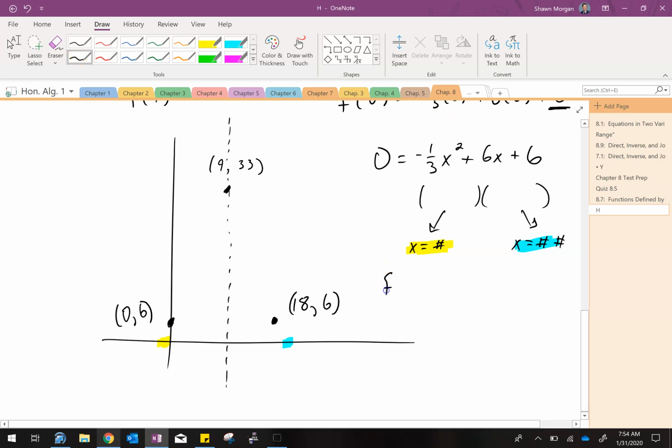Okay, so what would f of 3 yield me, right? Since the problem asked for 5 points, I think. F of 3 would be, let's see here, 3 squared is 9 times negative 1/3 would be negative 3. 3 times 6 would be 18. See, I'm out of time. Plus 6, that's 24, so 21. So we get the point (3, 21).